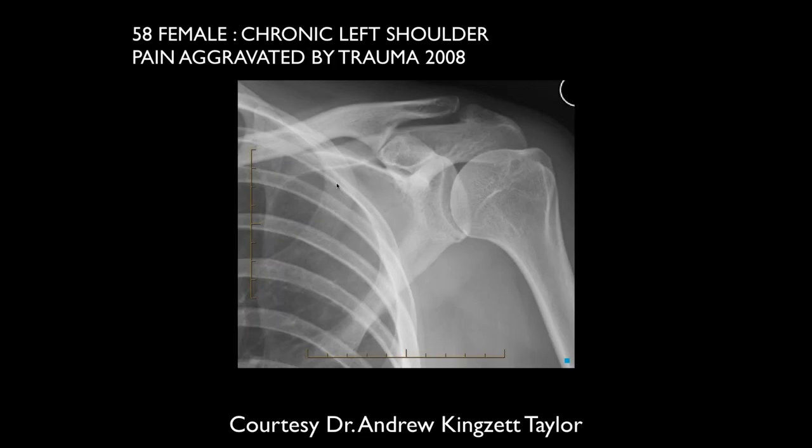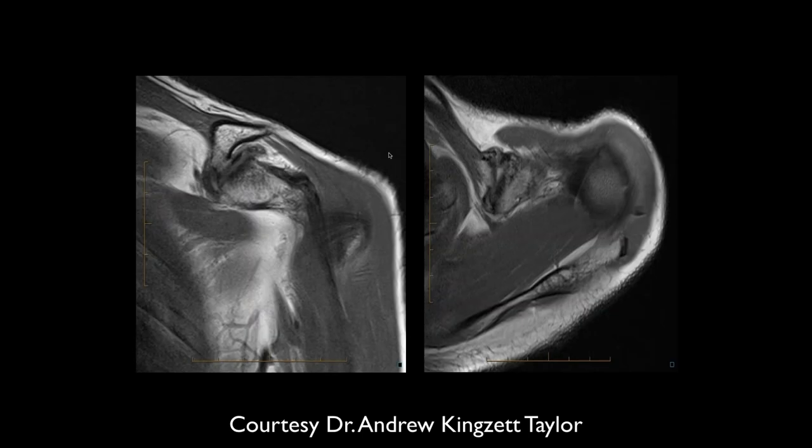Okay, so why don't we go on to this next case here. Sahar, what do you think of this? A 50-year-old male, chronic left shoulder pain aggravated by trauma in 2008. And we have a frontal view of the shoulder. It seems that there is some decreased space between the clavicle and the coracoid. So this big bone projection here is the coracoid process, which looks a little bit superior. Here's what the MR shows.